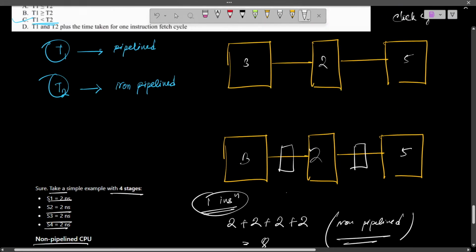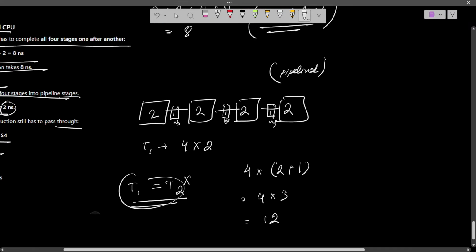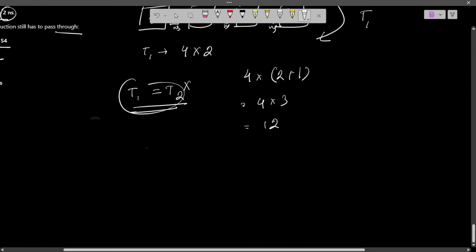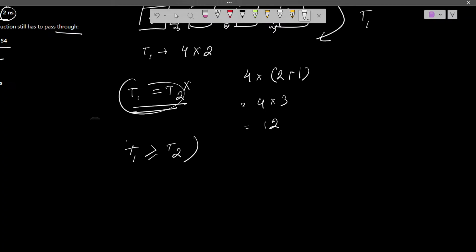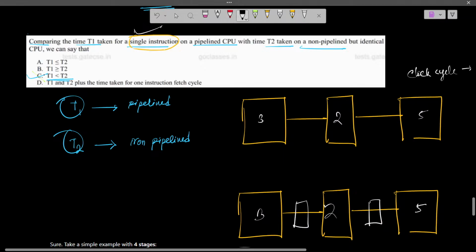So this was T1, pipeline, and non-pipeline was T2. So you can have T1 greater than or equal to T2. So basically this is wrong. B is the correct answer, right?